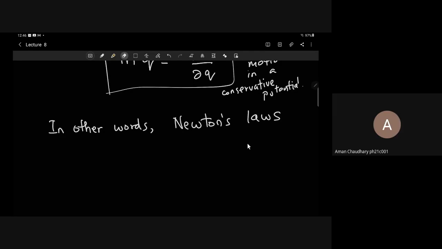Sir, the existence of a potential itself means the forces are conservative. So yeah. Okay.